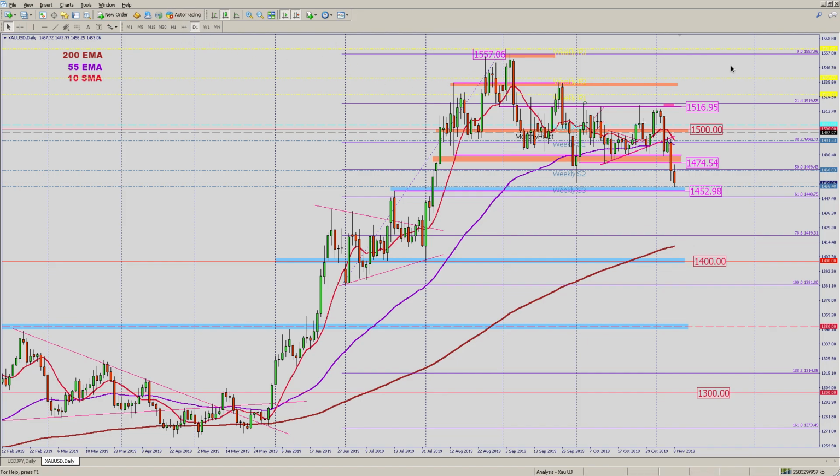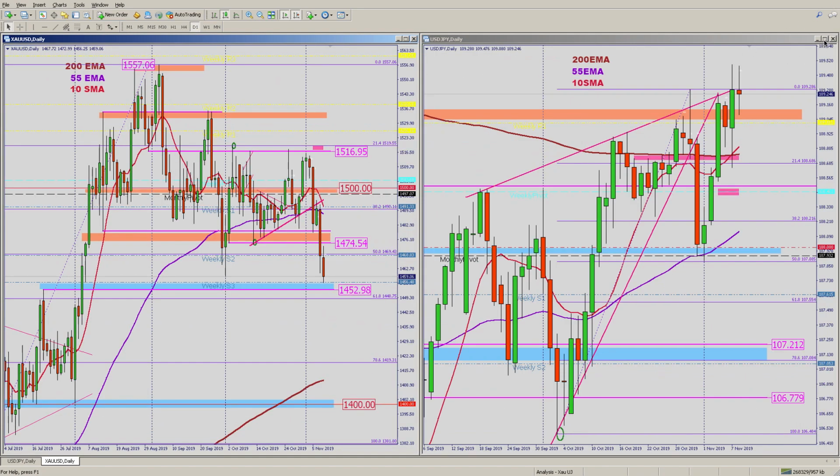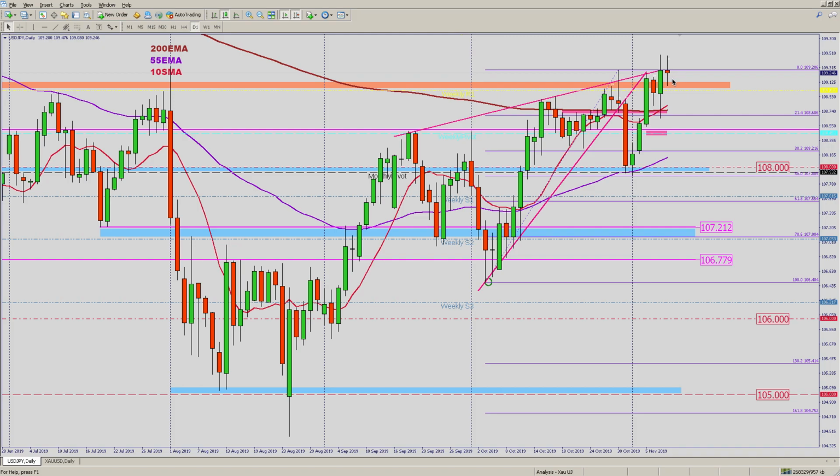All right, let's move on to dollar yen. Dollar yen did bounce off the daily 200 EMA on Thursday and recovered, as well as the 21 fib retracement level, and attempted to break higher, but got blocked again by the previous swing high at 109.29, as well as the upper trend line of the ascending wedge, and then closed on Friday as a spinning top.